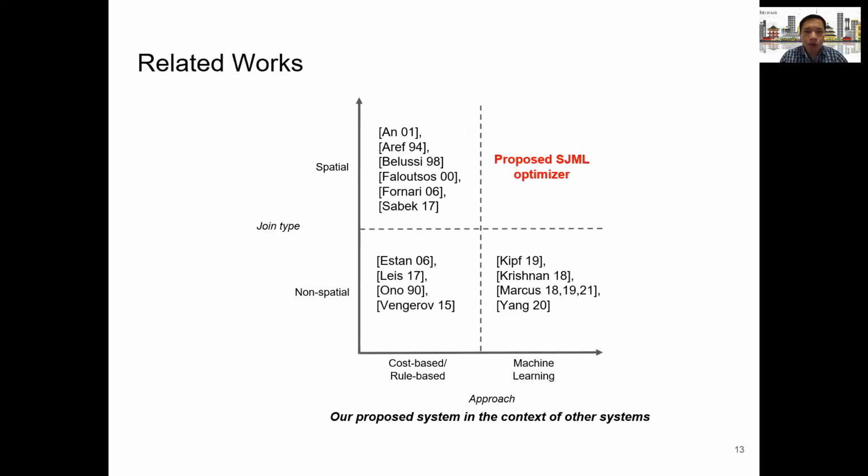In this slide, we review the research efforts that have been trying to address the optimization problem for join queries. For relational join queries, there are a bunch of methods which apply cost-based, rule-based, and machine learning approaches to improve join performance. However, there is a lack of machine learning approaches to address the optimization problem for spatial join, while the traditional approaches do not work well in the big data context. Motivated by these issues, we propose SJML, a learned query optimizer for spatial join in big data platforms.